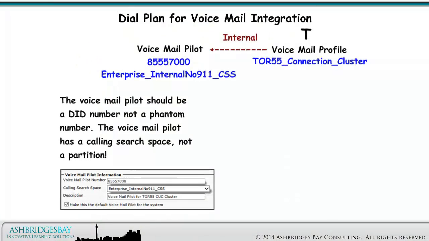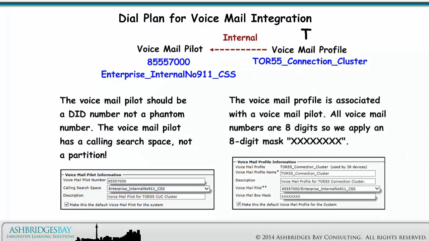The voicemail pilot should be a DID number, not a phantom number. The voicemail pilot has a calling search space, not a partition. The voicemail profile is associated with a voicemail pilot. All voicemail numbers are 8 digits, so we apply an 8-digit mask, XXX, XXXX.